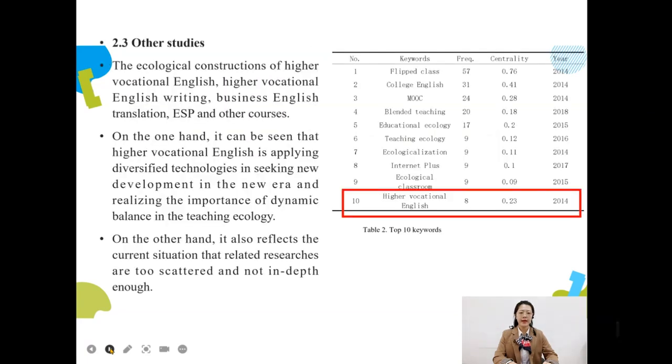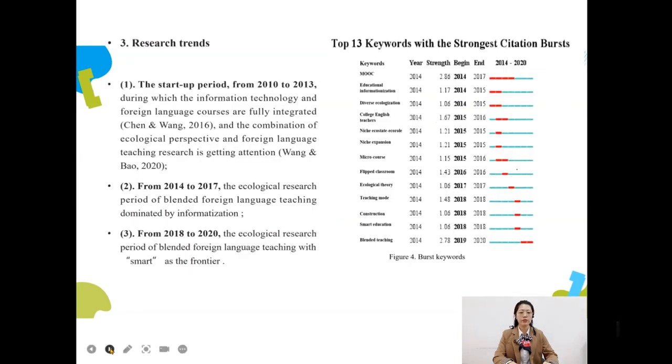Although the frequency of higher vocational English is not high, with 8 times, the centrality is 0.23, ranking the fourth. It is however pivotal. The ecological construction of higher vocational English writing, business English translation, ESP, and other courses are a hot topic as well. On the one hand, it can be seen that higher vocational English is applying diversified technologies in seeking new development in the new era and realizing the importance of dynamic balance in the teaching ecology. On the other hand, it also reflects the current situation that related research is too scattered and not in depth enough. Now let's talk about the research trend in this area.